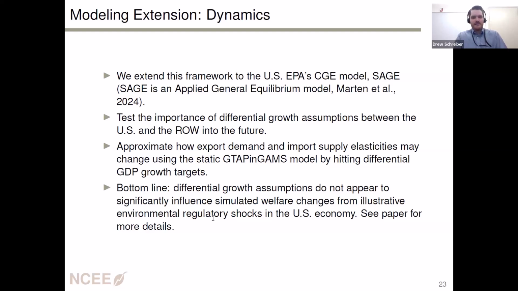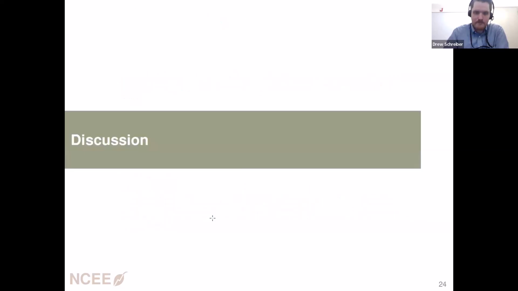The bottom line that we found is that, at least for the scenarios that we looked at in the paper on these illustrative environmental regulatory shocks in the US economy, the differential growth assumption didn't appear to significantly influence the welfare effects, although you did see some changes in trade behavior. And I would just point folks to the paper if they'd like more detail there.